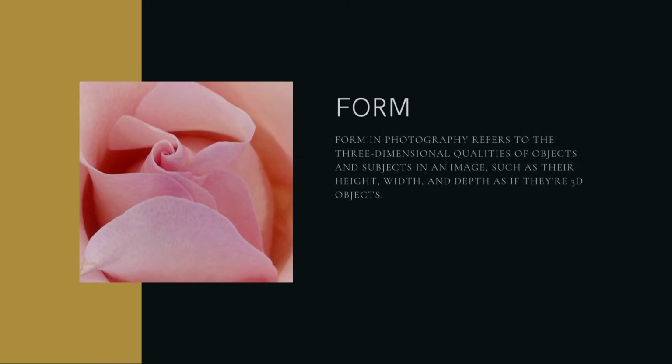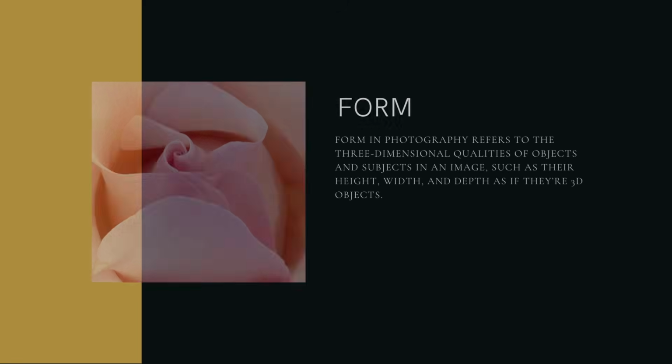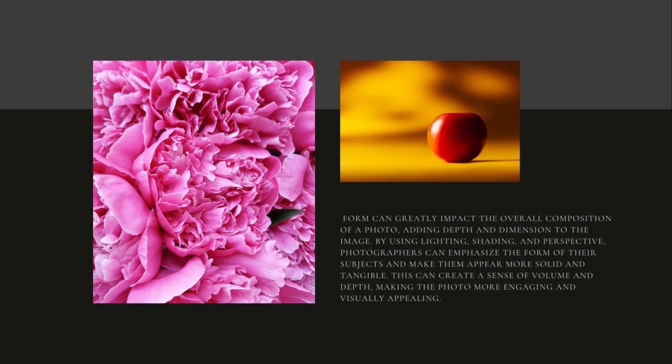Form. Form in photography refers to the three-dimensional qualities of objects and subjects in an image, such as their height, width, and depth, as if they're 3D objects. Form can greatly impact the overall composition of a photo, adding depth and dimension to the image. By using lighting, shading, and perspective, photographers can emphasize the form of their subjects and make them appear more solid and tangible. This can create a sense of volume and depth, making the photo more engaging and visually appealing.